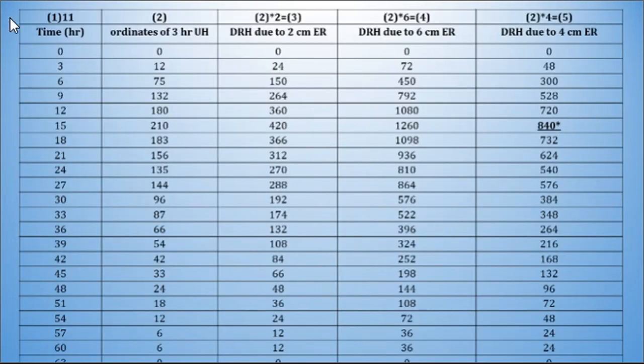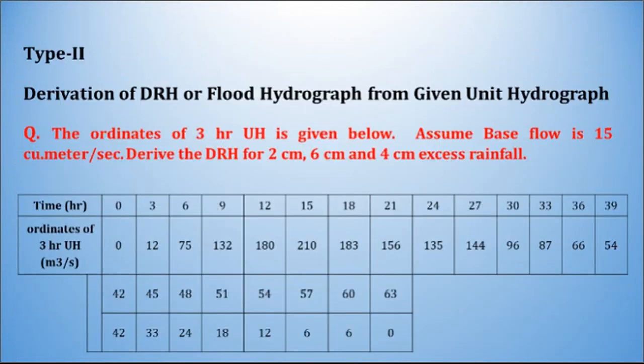So typically, just go through the table. Here in the first column, time is mentioned, then the ordinates of the 3-hour unit hydrograph, and from this you will have to find out the ordinates of the flood hydrograph for 2 cm, 6 cm and 4 cm rainfall excess.